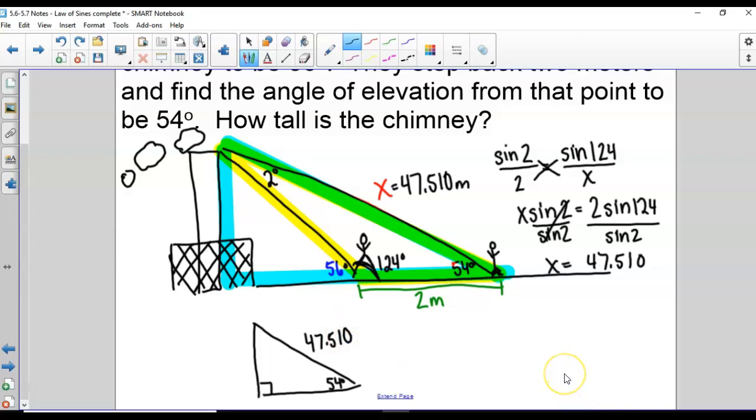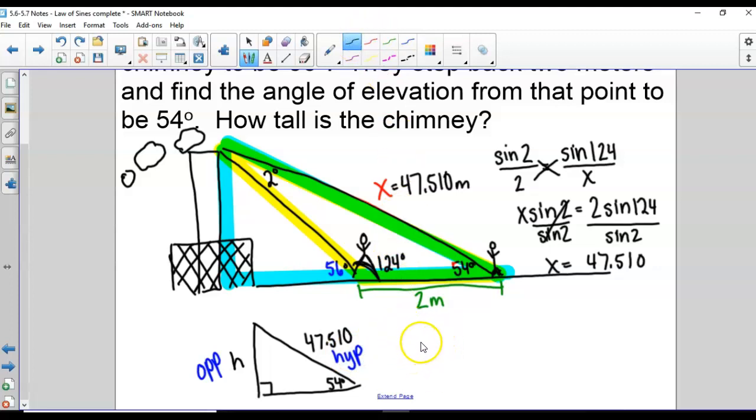Okay, so you can use law of sines, and some kids do, but this is regular trig. So remember, SOH CAH TOA. So we want to know this side. This is the height of the chimney. So that side would be our opposite side. And then this side is the hypotenuse. Which trig function do we use for opposite and hypotenuse?